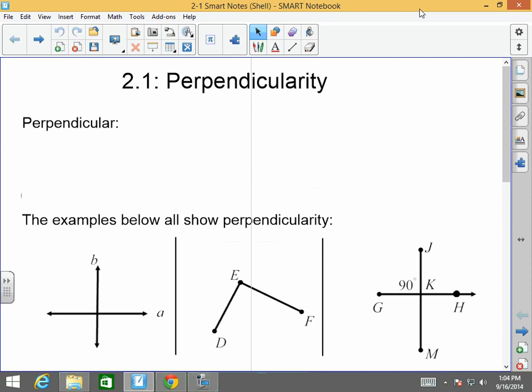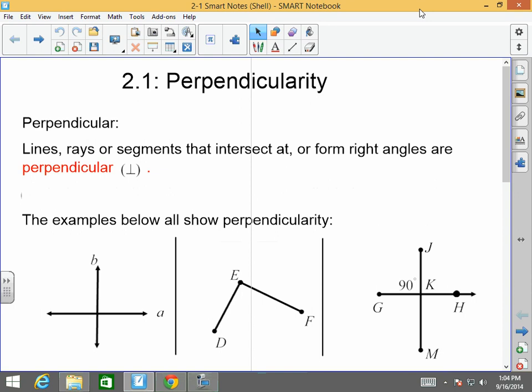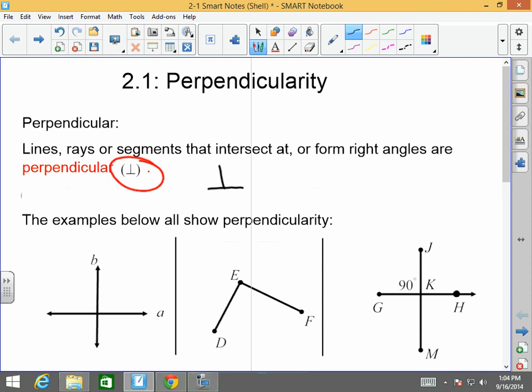Today we're going to be talking about perpendicularity. It's a kind of funny word, but basically we're going to learn about perpendicular angles. And what is perpendicular? Perpendicular are lines, rays, or segments that intersect at or form right angles. Perpendicular is represented by that little symbol right there. Whenever I have this symbol, that means perpendicular.